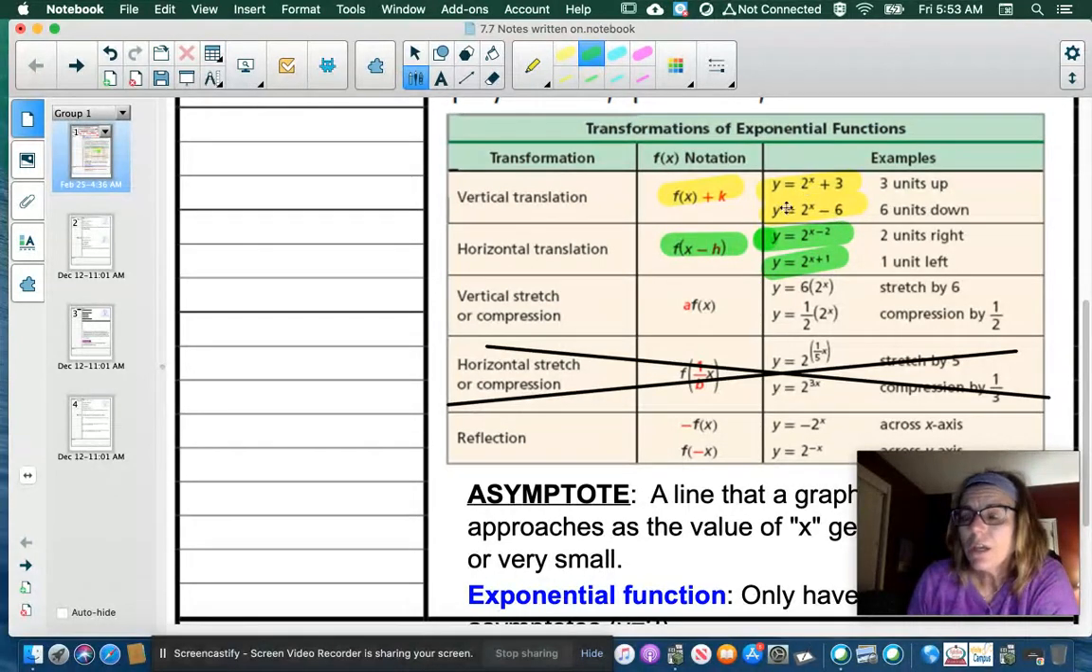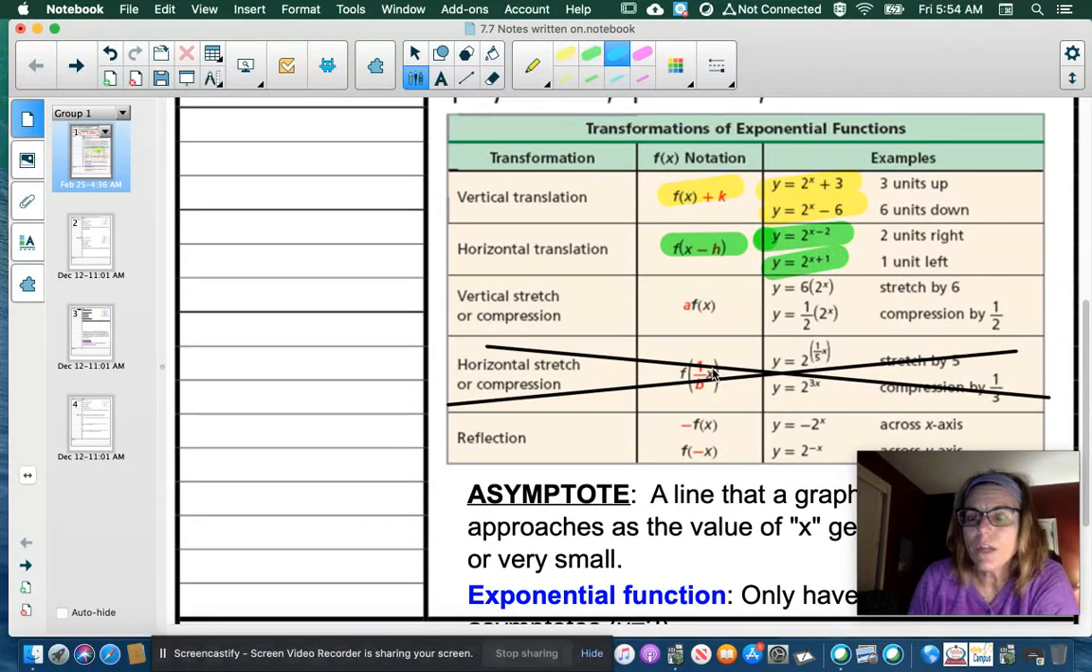Notice the difference between up and down and right and left. Up here, we still start with the basic exponential function, 2 to the x, and the plus 3 is on the back tail end. The minus 6 is on the back tail end. Here, the exponent changed. 2 to the x minus 2, 2 to the x plus 1. That's your hint you're moving right or left.